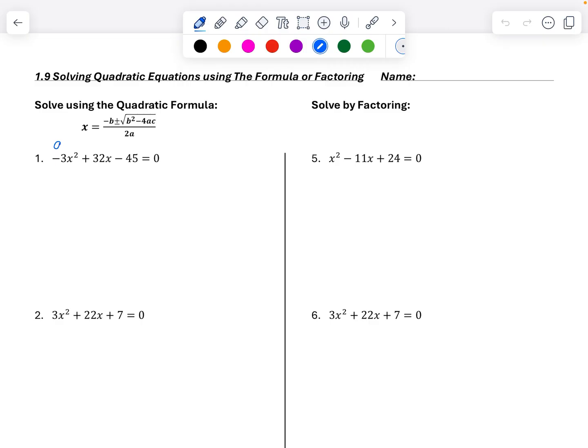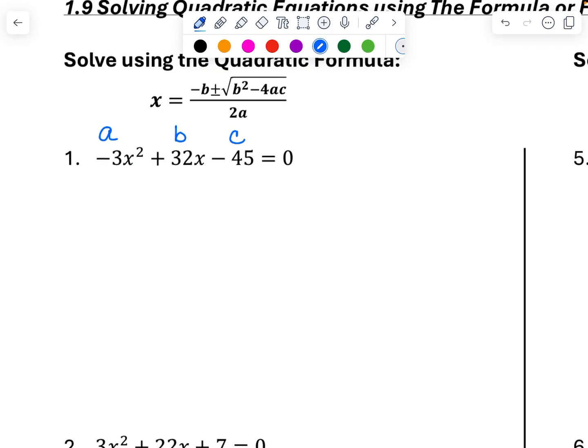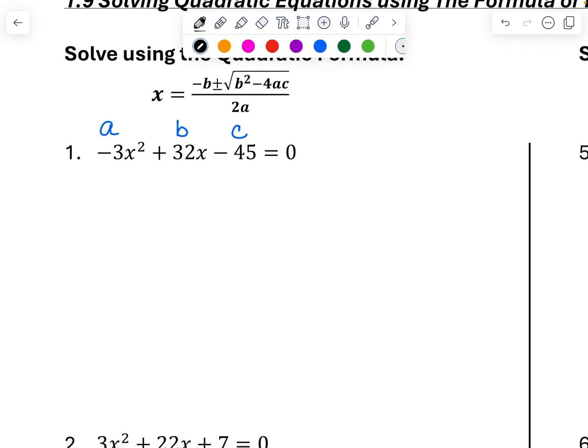As long as it's in standard form, the constant in front of x squared is a. In front of x is b. And the constant, the term without a variable, is c. And then we just put it in the quadratic formula.